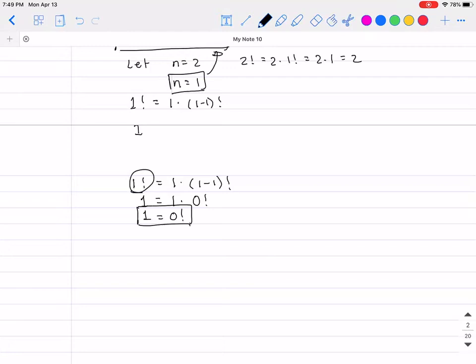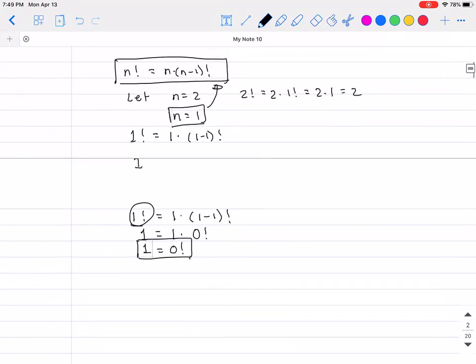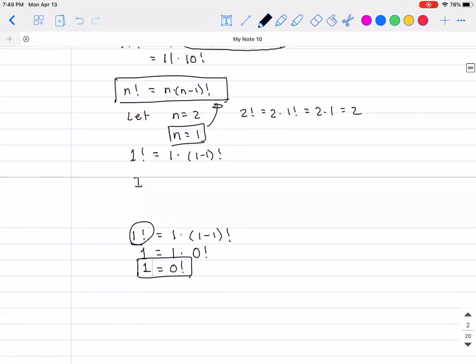And that is going to be something that's going to be very useful in the future. Okay. All right, so I think that'll do it for now.